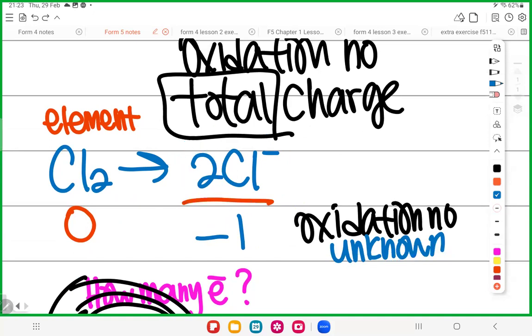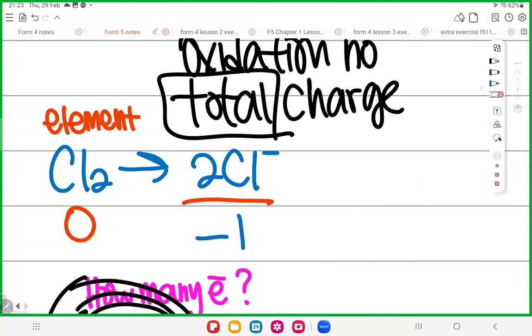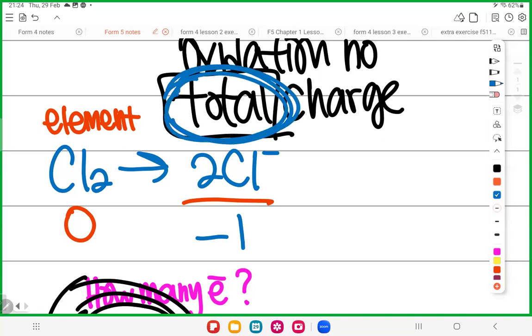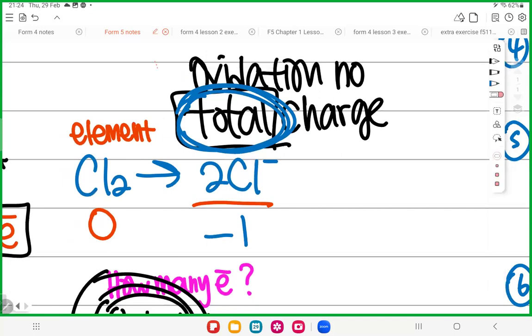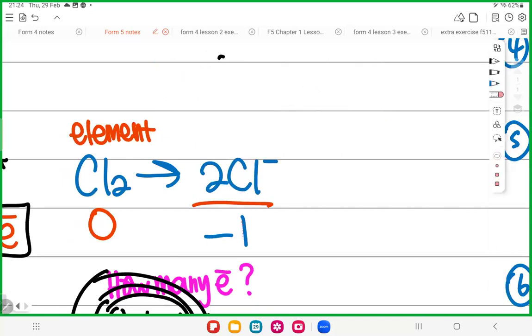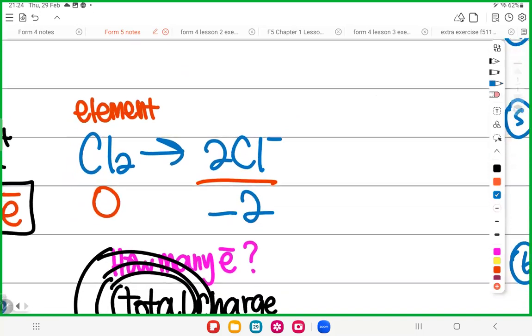So please be careful, because I'm very sure some of you here are lost already. When should you multiply, when shouldn't you? For oxidation number, if I only ask you to list out the oxidation number, no need to multiply. If I ask you to find the oxidation number that you don't know, then you need to multiply. If I ask you to list out total charge, total needs to multiply. That's all. So I hope everyone knows why it's -2.